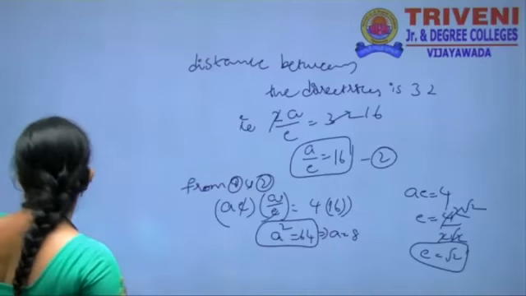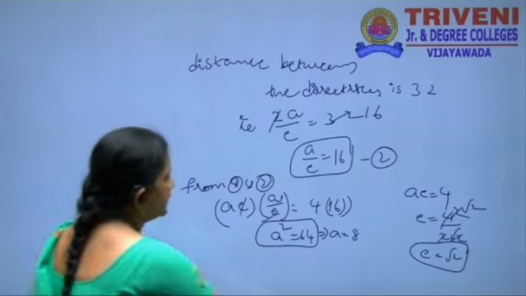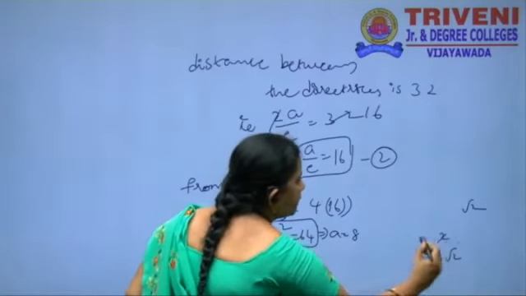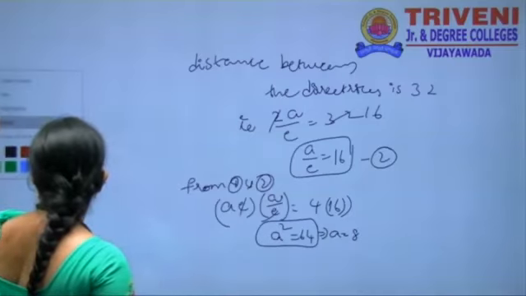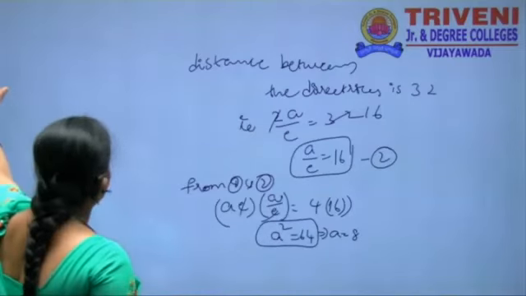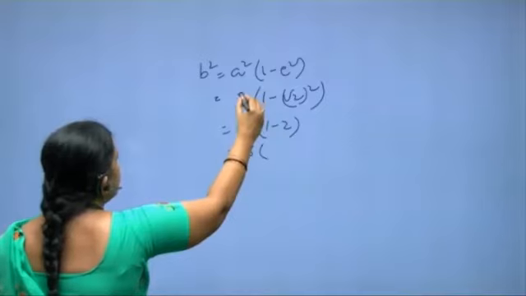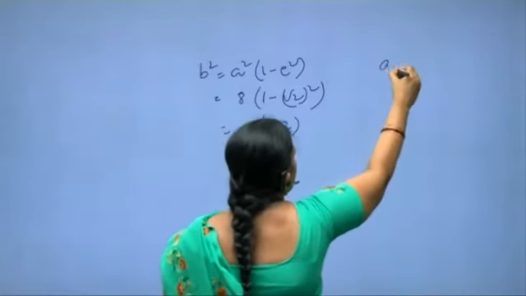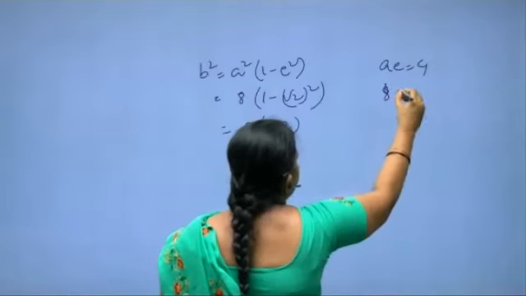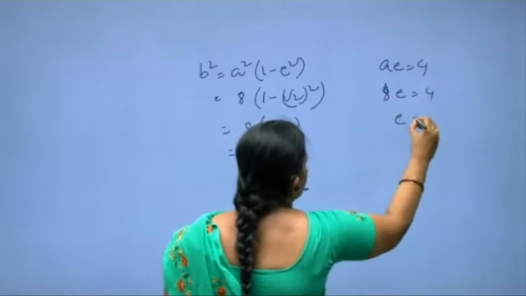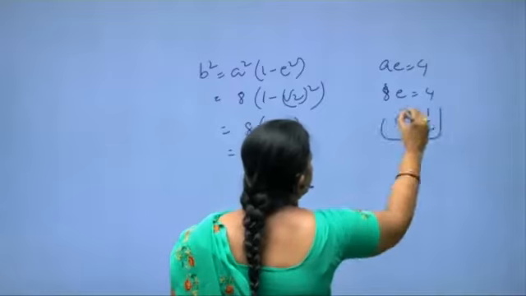Then substitute the value a is equal to 8 into a e is equal to 4. That is 8 into e is equal to 4, so e is equal to 1 by 2.